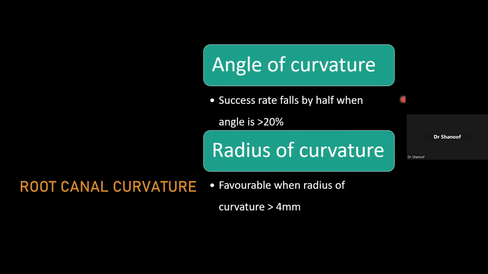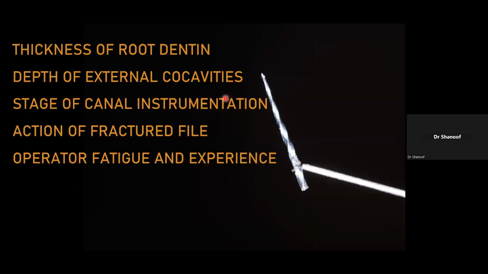Most of the times these canals will be curved, not in a single plane. They will be curved in multiple planes. So either we will not be able to get straight line access to the fragment, or we will have to remove a lot of dentin to reach the file. Then we better not attempt file retrieval when the thickness of dentin around the file is very less, or when there is increased depth of concavities around the root, which makes it more prone to strip perforation.